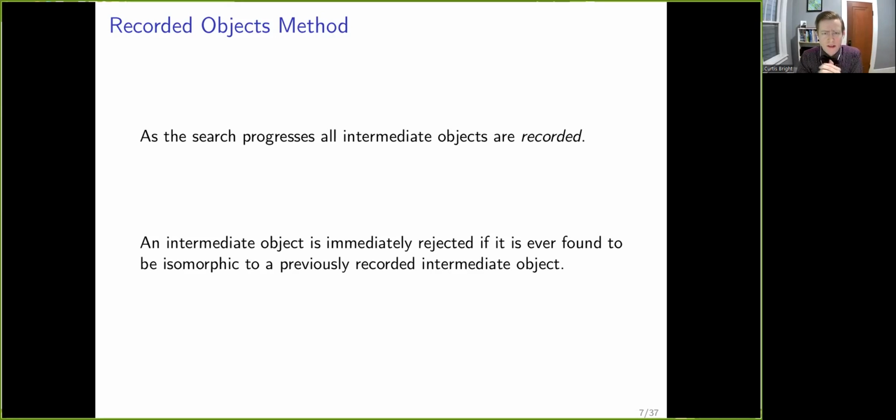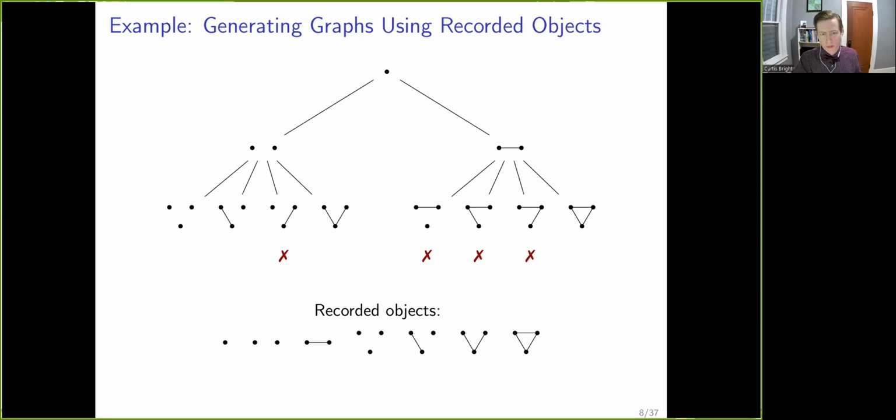This is the simplest method to describe. The idea is when we're executing some search for some combinatorial object, along the way we're going to be constructing intermediate objects. Every time you see an intermediate object, you record it. And if you find a new object which is ever isomorphic to something that you've previously seen and recorded, then you just reject it. Because if this new object is isomorphic to the thing that you've previously seen, there's no sense in working with it again.